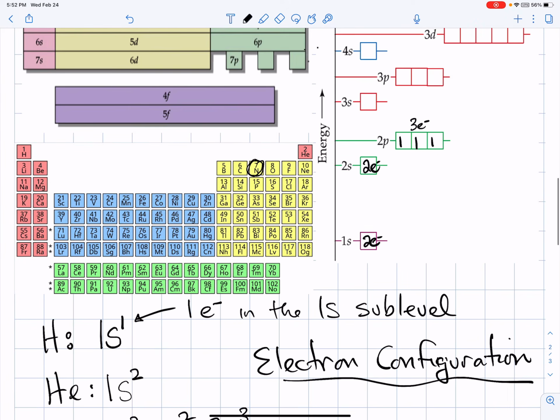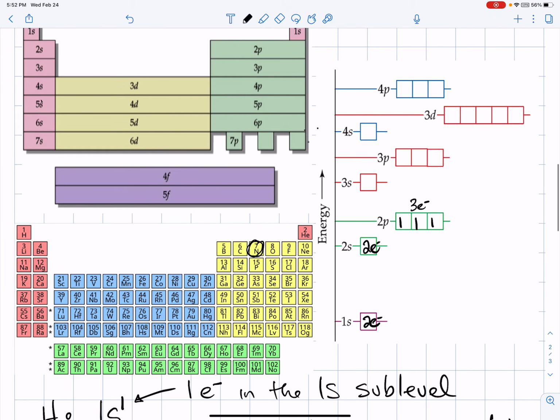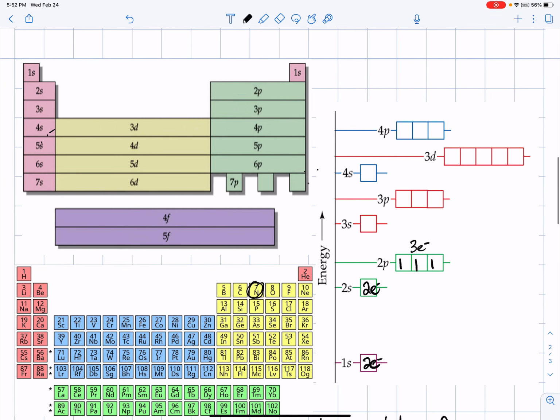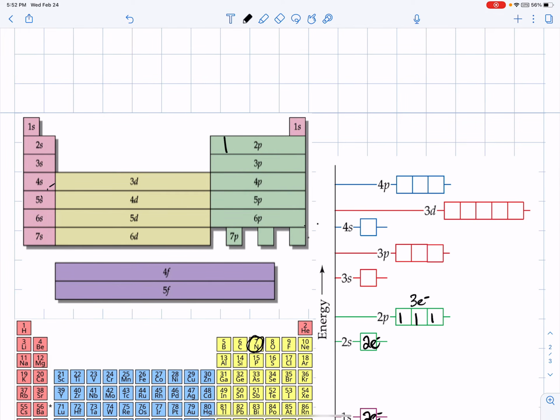Now I said that's the last time I'm going to look at the energy level diagram on the right, because I can see the same thing if I understand the blocks. If I know the first 2 columns are the S block, the last 6 are the P block, the middle is the d block, I don't need this energy level diagram. For example, when I look at my periodic table, boron is the first element in the P block there, then carbon, then nitrogen. Those are the first 3 elements in the 2p section of the periodic table.